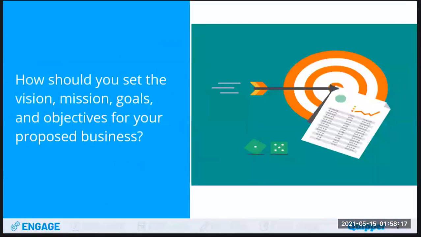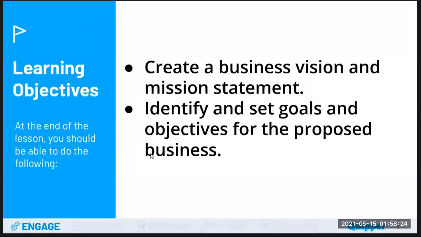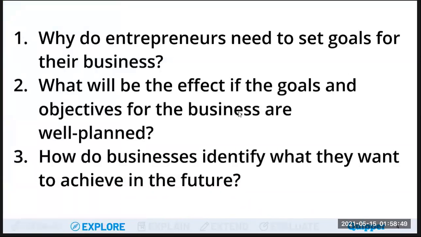So first, how should you set the vision, mission, goals, and objectives for your proposed business? And so this is just a review or realization no, kung tama yung ginawa nating mission and vision. So at the end of this lesson, we should be able to create business vision and mission statement. Next is to identify and set goals and objectives for the proposed business. So here are the following questions that we should answer.